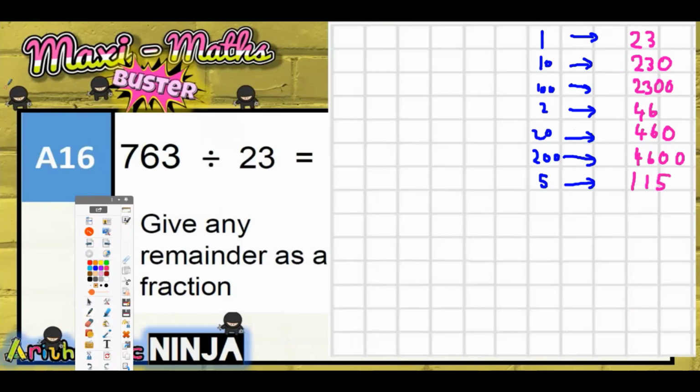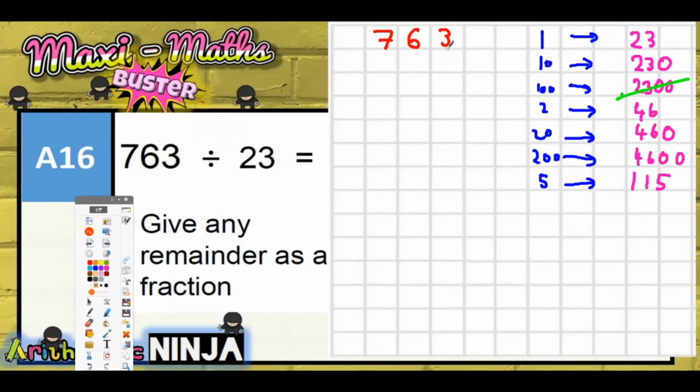And then what we're trying to do with chunking is subtract the biggest number that we can to get as low as we can, as quickly as we can, making a note of the chunks that we are subtracting as we go along before adding up our chunks at the end. So we're starting with 763, and some of the chunks we've made are already too big. For example, we can't take 2,300 away because that's already bigger than 763.